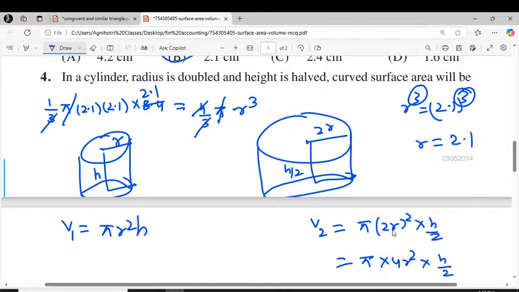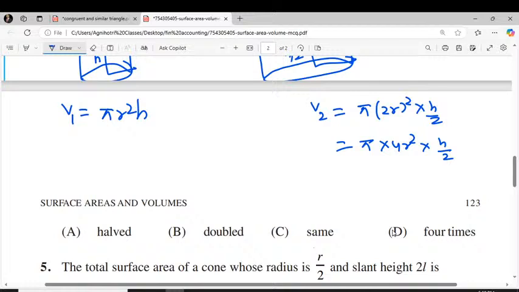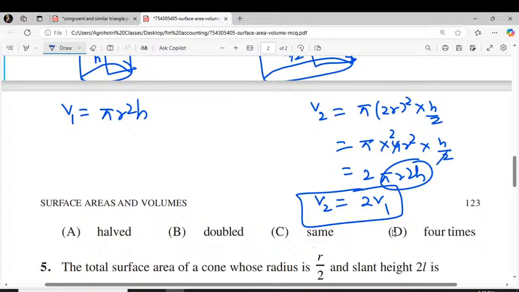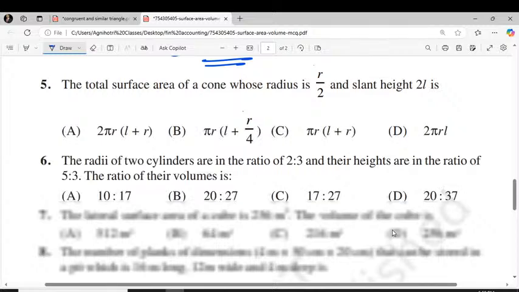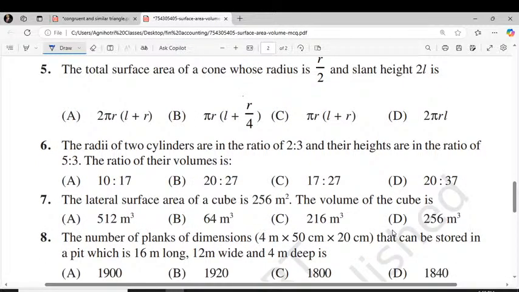No, you made a mistake if you did it like that. It's going to be 2 times 2, 4. It's twice pi r square h we got. That's why V2 is twice V1, because this is V1. It's not the same, it's doubled. Okay, that's okay. Come to question 5. Try answering it.